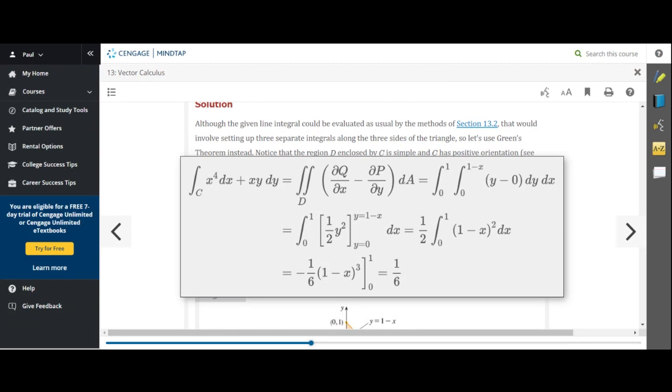Okay, are there any questions so far on Green's theorem?